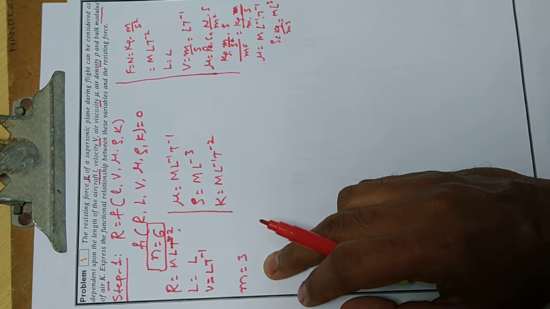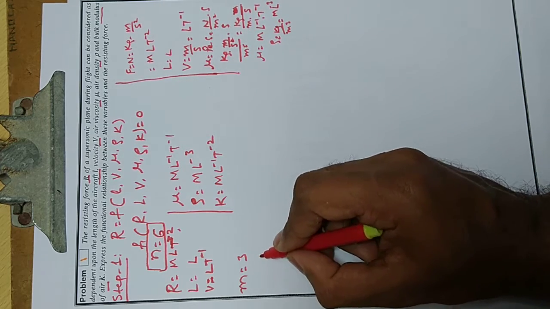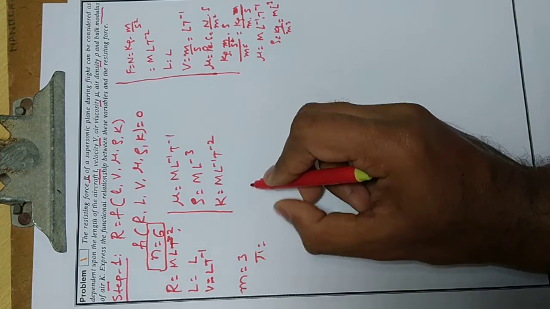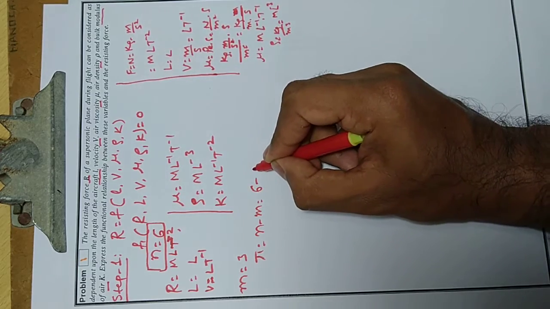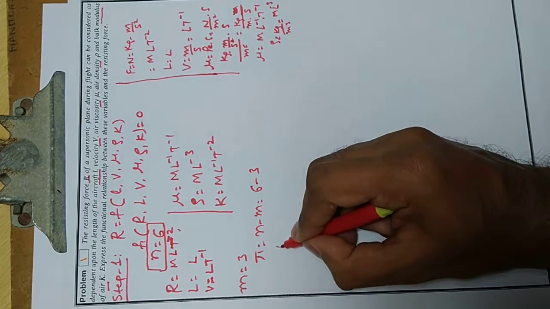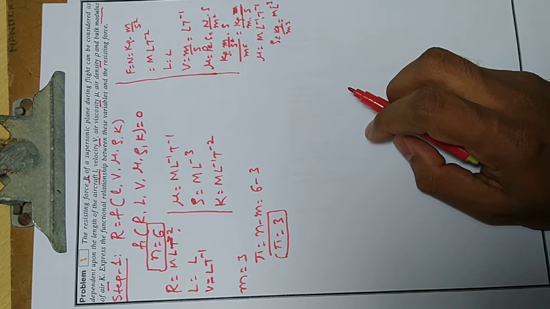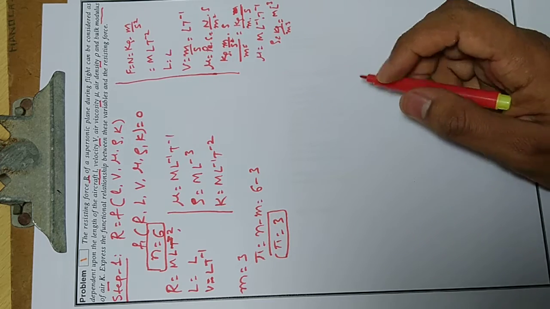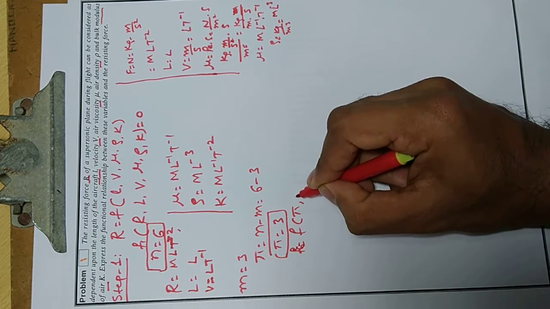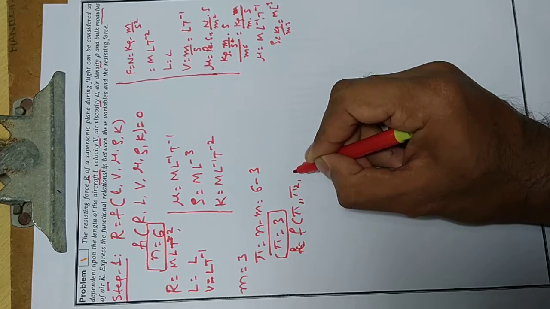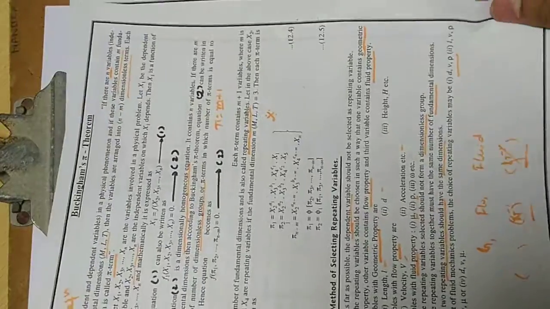Now, what is next? We have to find the number of dimensionless terms, that is pi. Pi means what? N minus m. Here pi is 6 minus 3, so pi becomes 3 terms. How can I write that? I can write f of pi 1, pi 2, pi 3 equals 0.